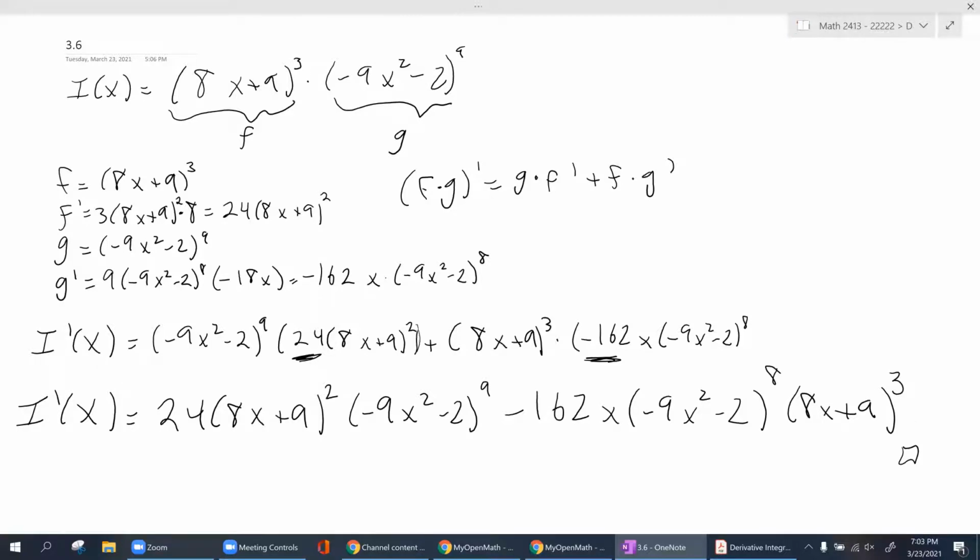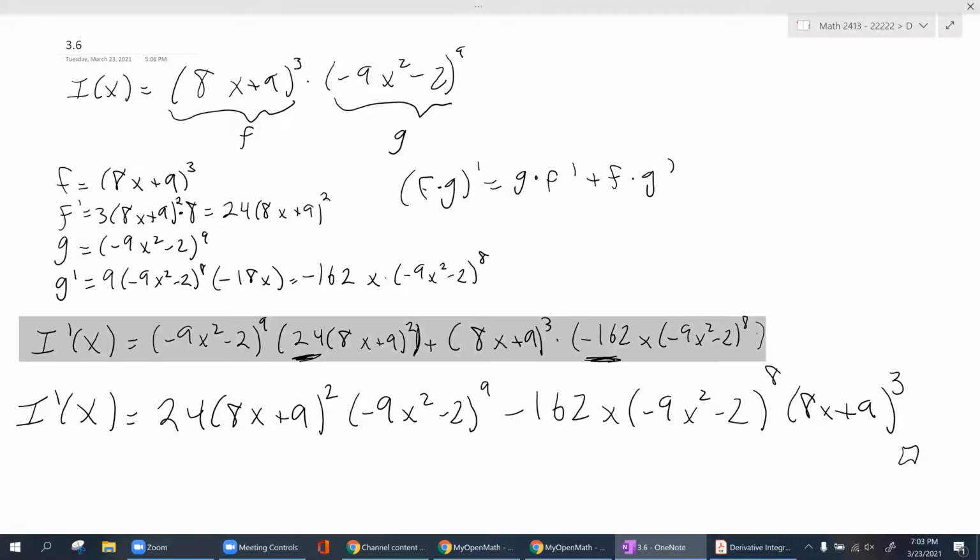This here should have another parentheses right there. All right, and the one over here too. But yeah, very, very nice. Let's go ahead and do another example.